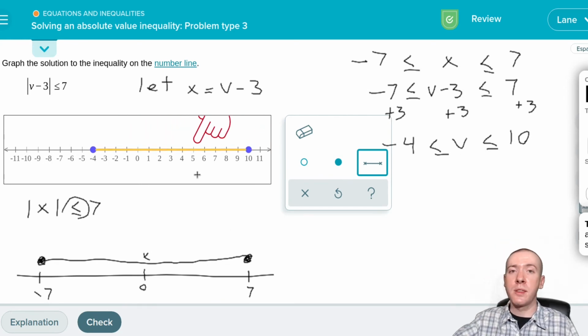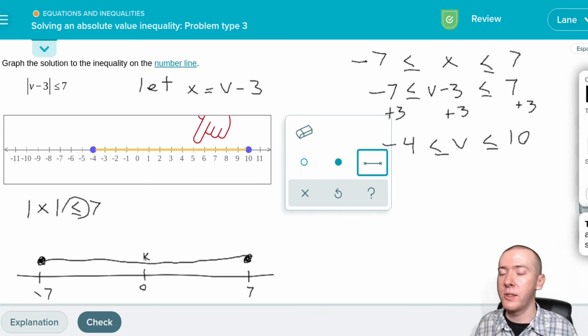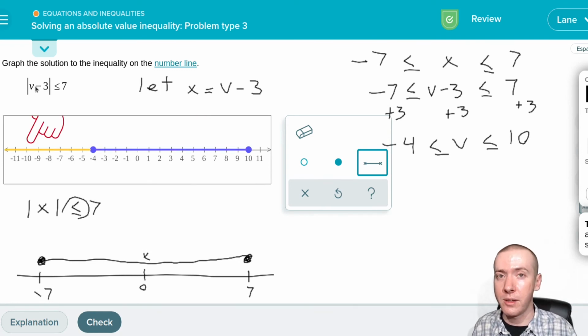And what's the difference between the graph that we put for our answer and the graph of x? Well, it's shifted to the right 3 places. That's the effect of a -3 on the inside.